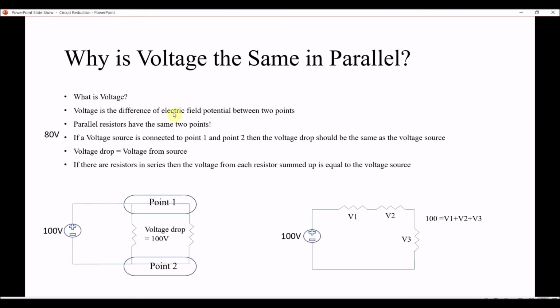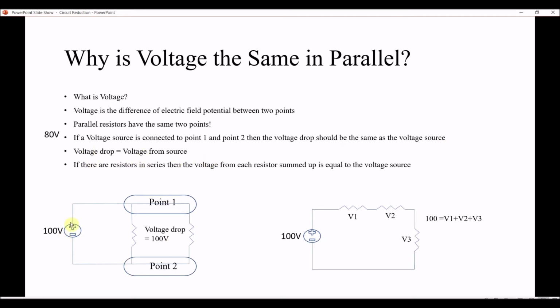Now, a lot of people get confused on why voltage is the same in parallel. So let's talk about voltage. So what is voltage? Voltage is the difference of electric field potential between 2 points. Parallel resistors have the same 2 points. If a voltage source is connected to point 1 and point 2, then the voltage drop should be the same as the voltage source. So the voltage drop equals the voltage source.